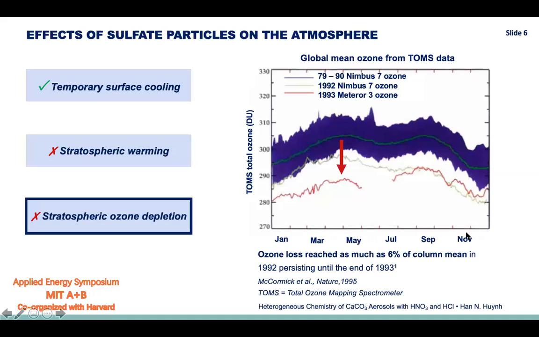In addition, sulfate particles were also observed to negatively impact stratospheric ozone. The global mean ozone from the period of 1979 to 90, depicted here in the dark green line, dropped as much as 6% by 93, shown here in red.